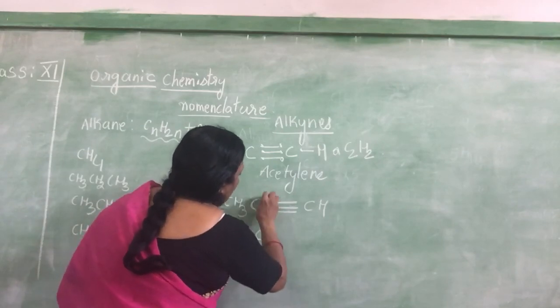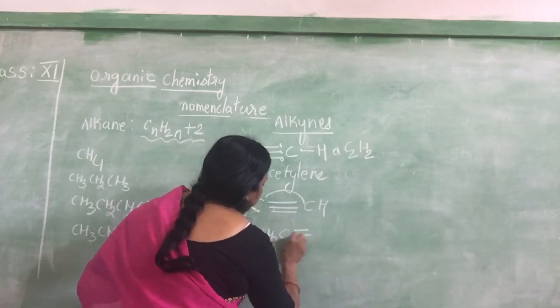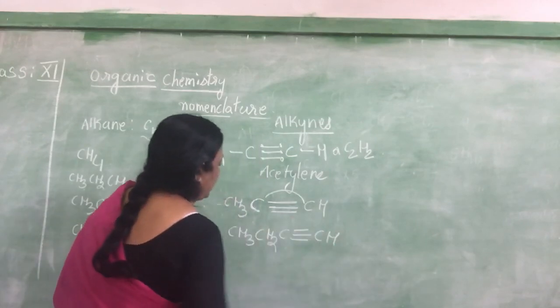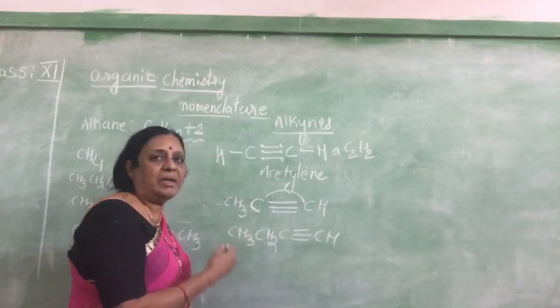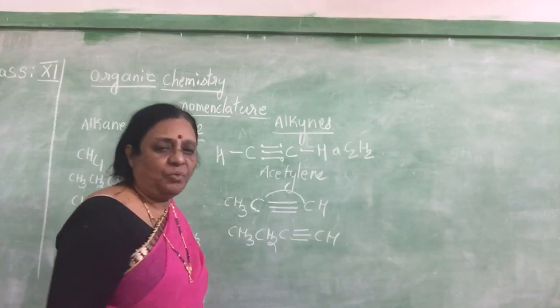Add one more. This won't change. CH3, triple bond, CH. Okay, children. Practice pentyne, hexyne, heptyne. Follow, children.